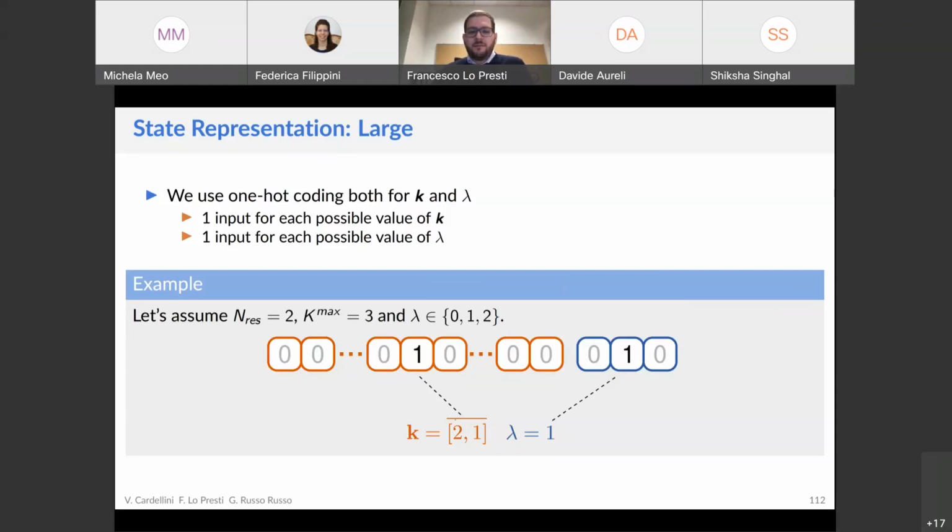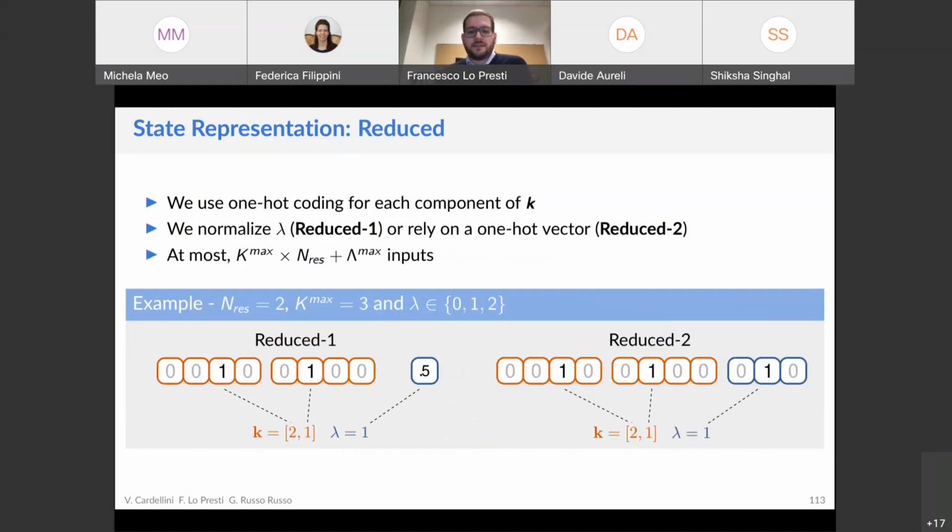So in between, we may have alternative encodings of the states. For instance, we may use one-hot coding for each different component of the vector key. So we may encode each component of key independently from the others. And for lambda, we may either normalize lambda using a single input component, or we could rely on one-hot coding for lambda. But the advantage of this kind of representation is that it doesn't require an exponential number of input elements when the number of computing nodes grows.